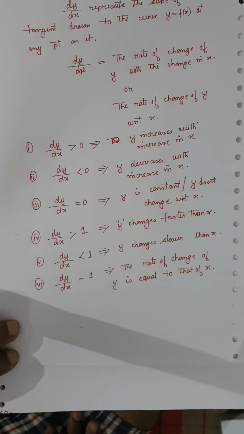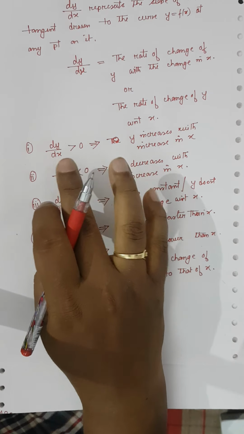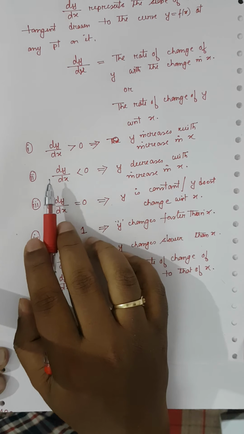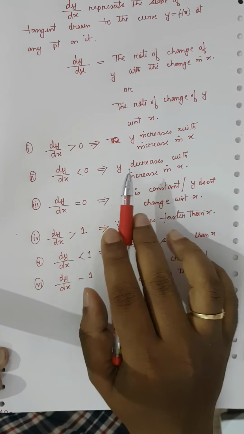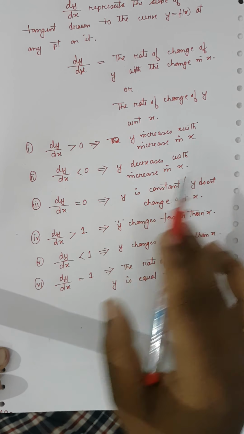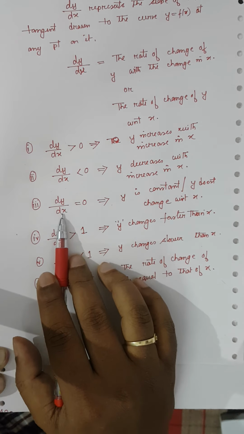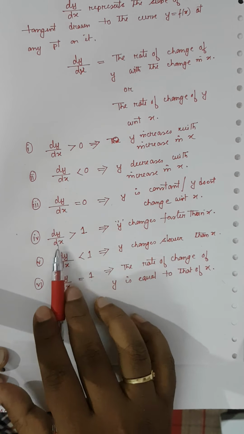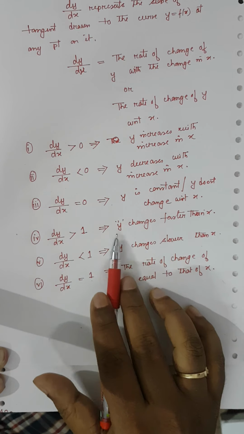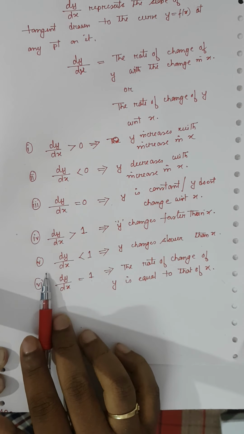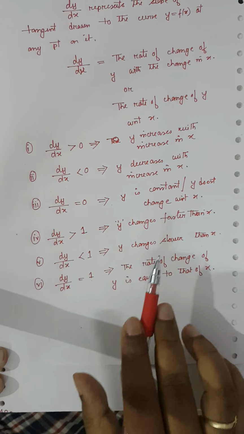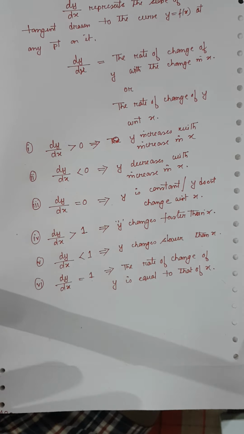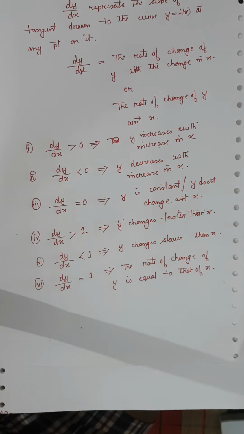So when dy by dx is positive, it means y increases with increase in x. When dy by dx is negative, we say y decreases with increase in x. When dy by dx is equal to 0, it means y is constant or y does not change with respect to x. And when dy by dx is greater than 1, then y changes faster than x. When dy by dx is less than 1, then y changes slower than x. When dy by dx is equal to 1, that is y and x change at the same rate.